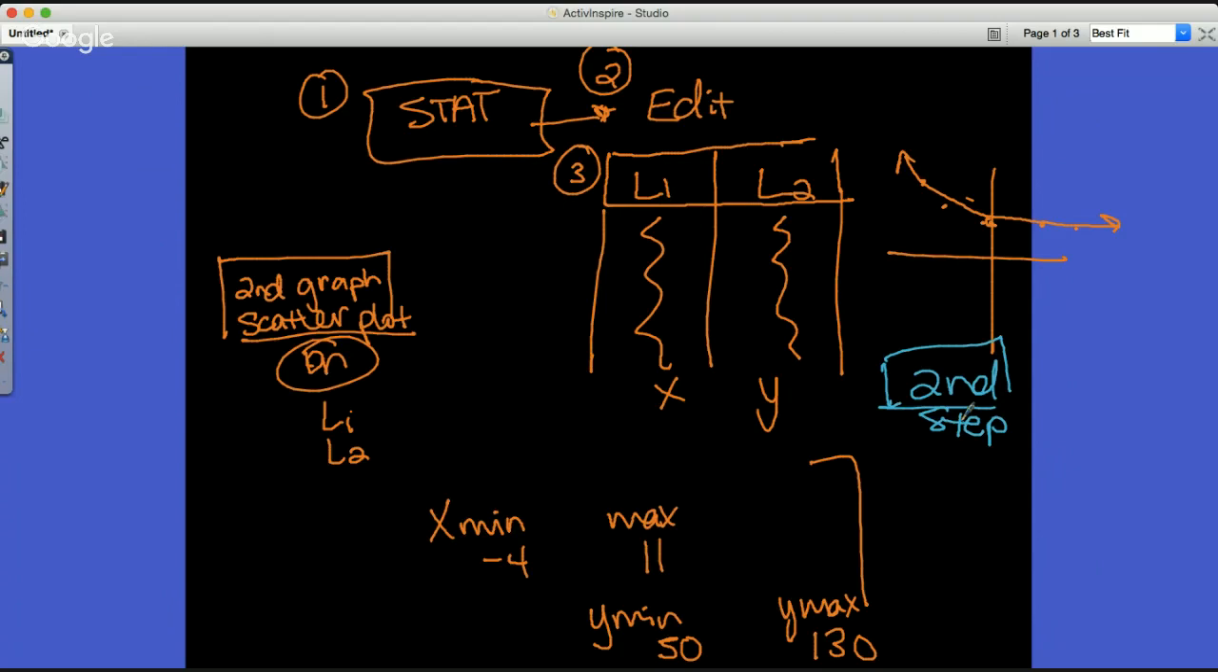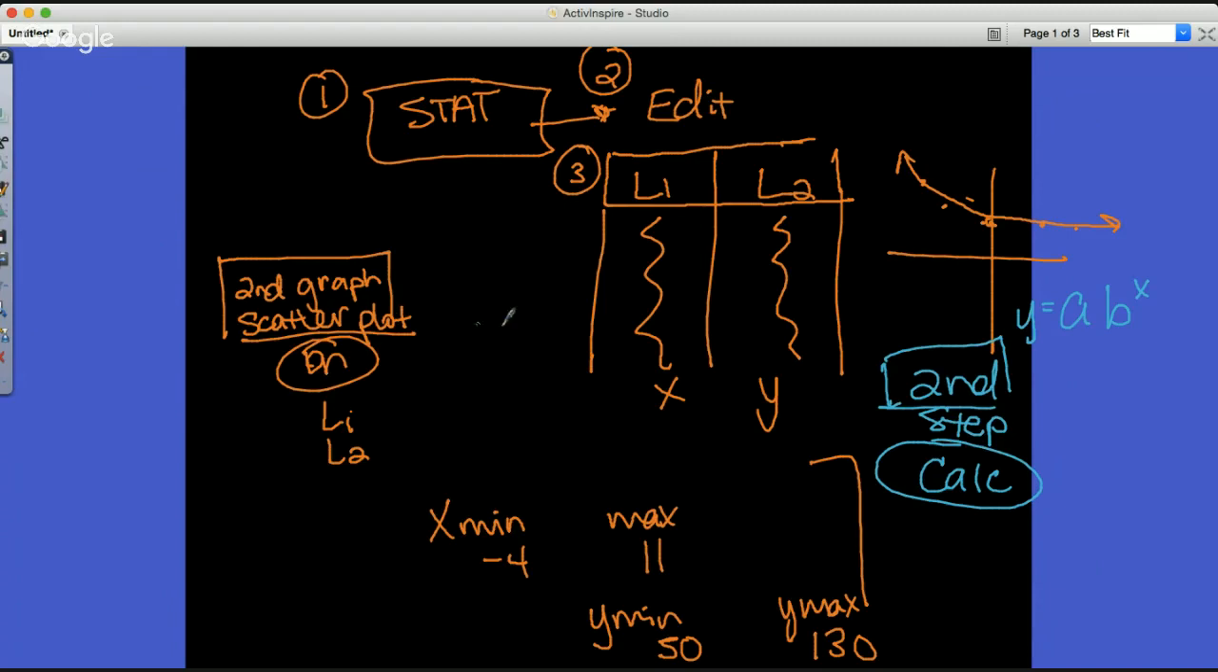Go to CALC, C-A-L-C. Even your calculator speaks in text language. See, calc for calculations. Now I want you to go down to EXP-REG, because what it's asking for is a form that's as follows. They want this form. EXP-REG is text language for exponential regression.